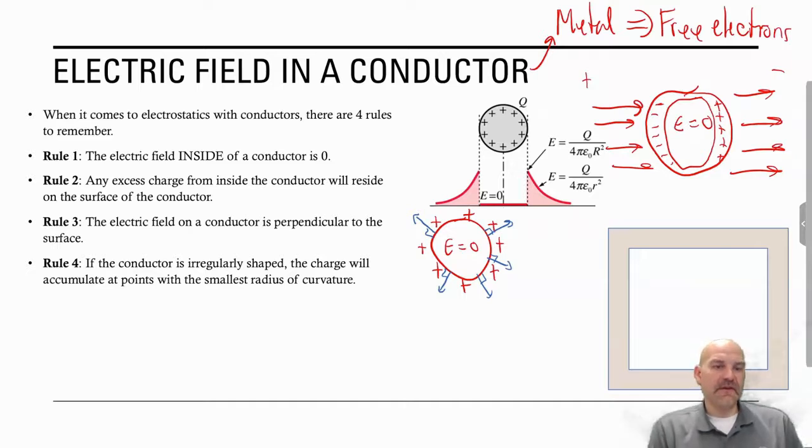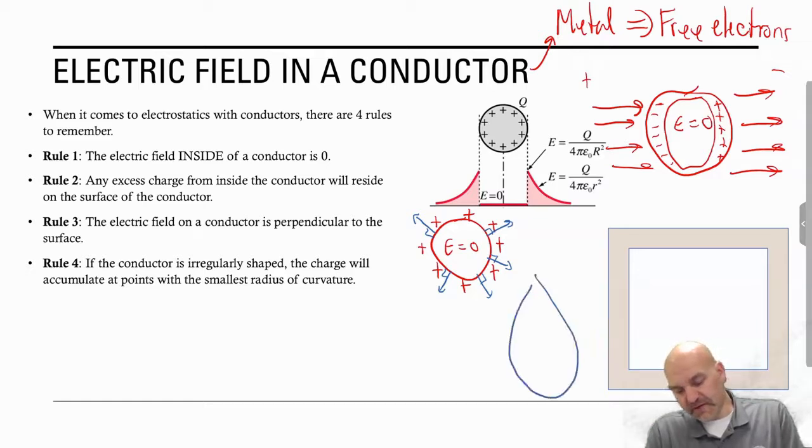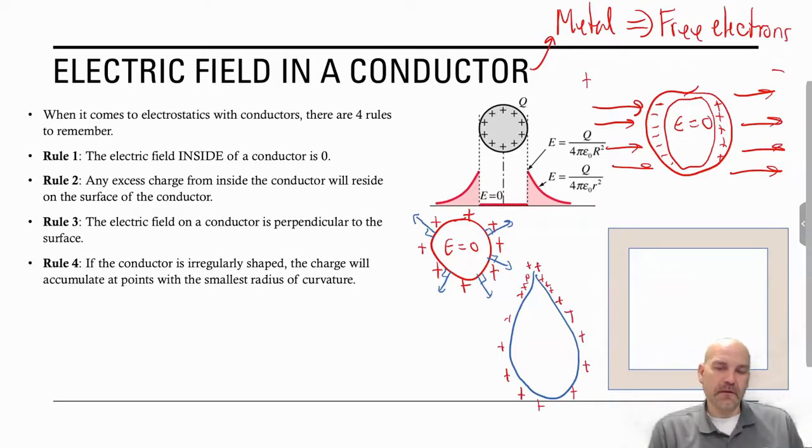The final rule is that if the conductor is irregularly shaped, the charge will accumulate at points with the smallest radius of curvature. So if I have a conductor that looks like a teardrop, the majority of the charge is going to align towards the top, and it's going to be spread out along the way. Because when we look at the charge, it's a charge density, where the area here is smaller than the area towards the bottom, and so that's why you're going to have more charge at the top per area.